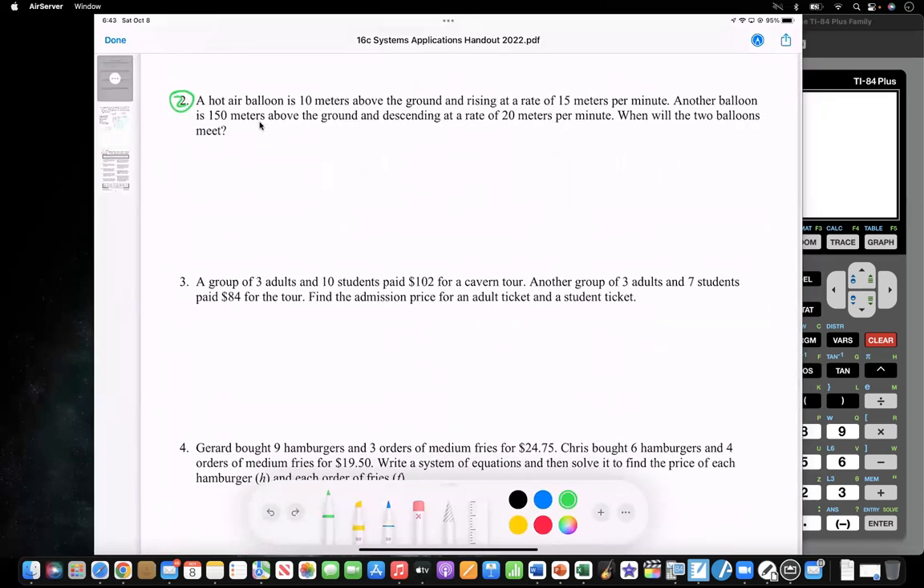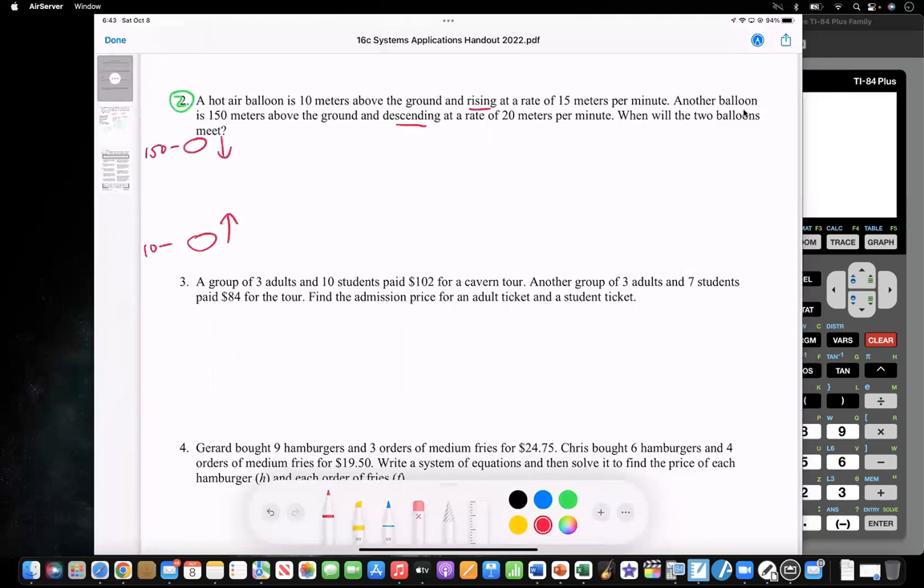this one's a little bit different, but I want to take a moment to visualize this. So it says a hot air balloon is 10 meters above the ground. All right, so we have a hot air balloon. Let's put a circle for it. So it's 10 meters above the ground, and it's rising at a rate of 15 meters per minute. Another balloon is 150 meters off the ground, so much taller, and it's descending, right? So this one's going down, right?